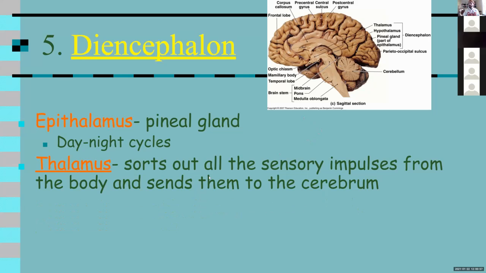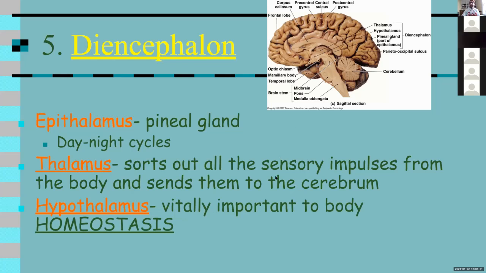Now, the thalamus, because it sorts out sensory impulses from the body and sends them to the cerebrum, is going to be intimately connected with the pons and the cerebellum. And it's going to be part of that coordination process that is processed in the cerebellum for movement, for dancing, for playing a sport, stuff like that. The thalamus also processes information about emotional awareness too, which we'll get to a little bit later.